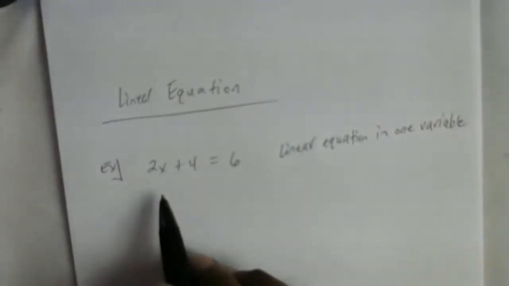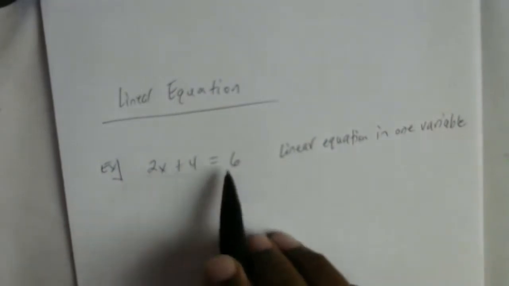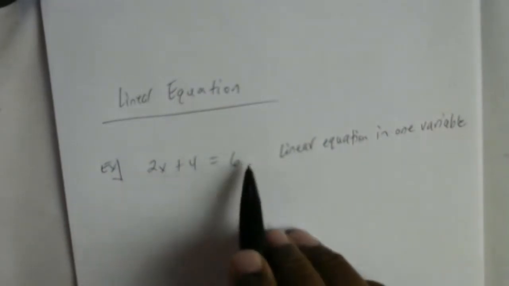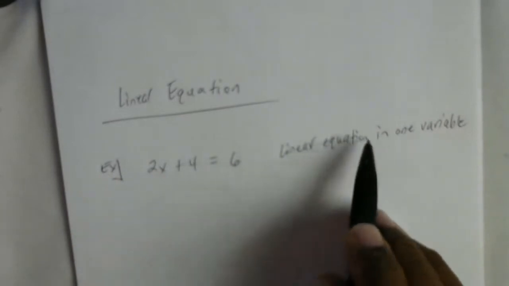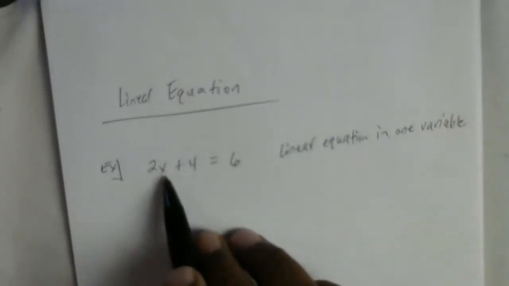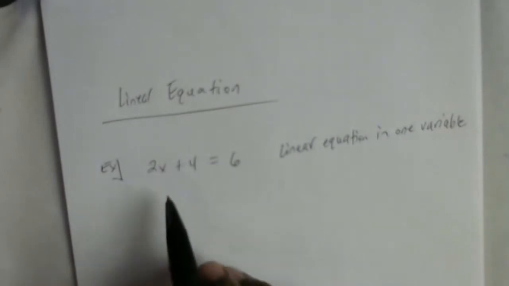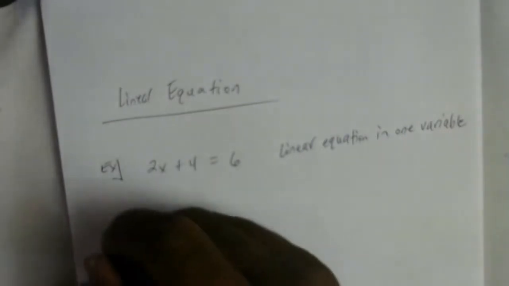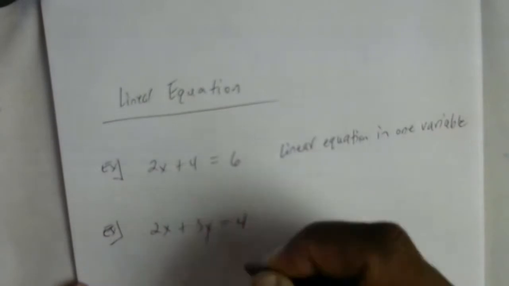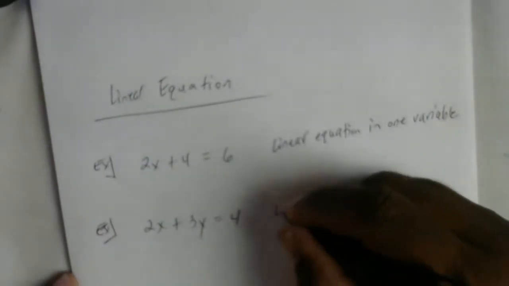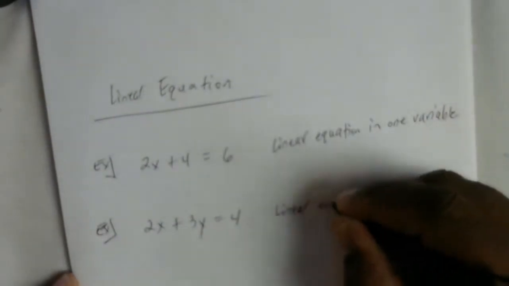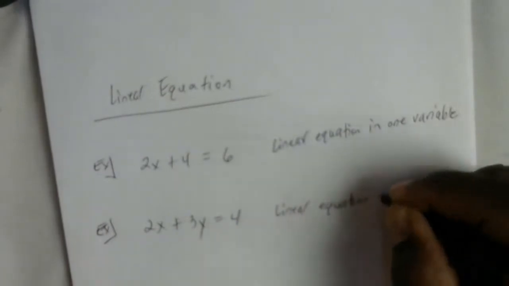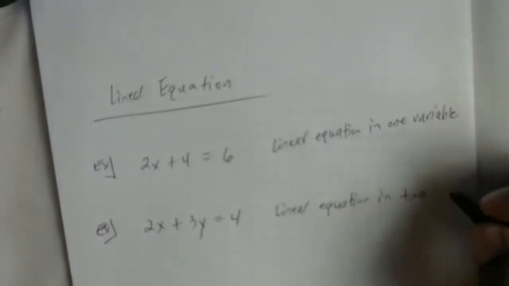Okay. So keep in mind, as I look at my problem, I don't see any variables that are raised to more than the first power. So this is a linear equation in one variable because there's only one variable and it's x, and it's raised to the first power. The second example, this is a linear equation in 2 variables.